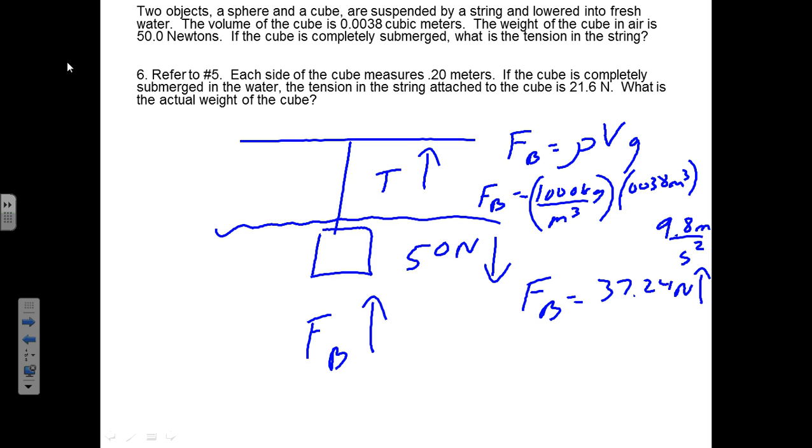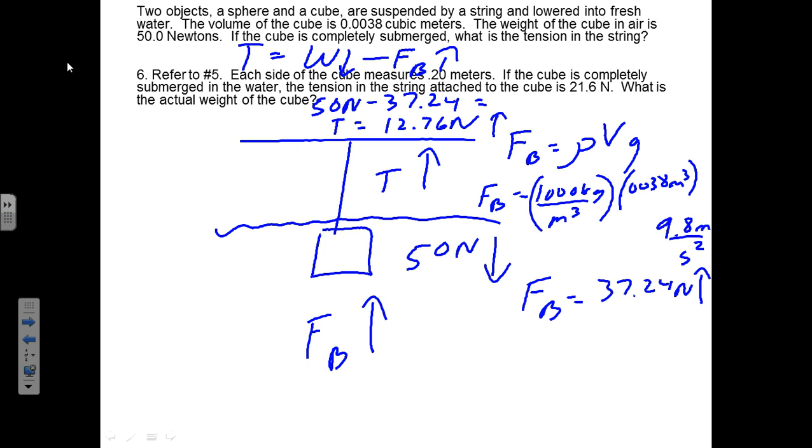So essentially what you've got to figure out here is that the tension is going to be equal to the difference in the weight going down and the buoyant force going up. So our weight going down is 50. So we're going to say 50 newtons minus the buoyant force, 37.24. When we subtract that out, we end up with a tension in our string of 12.76 newtons. And that tension is going to be pulling up.